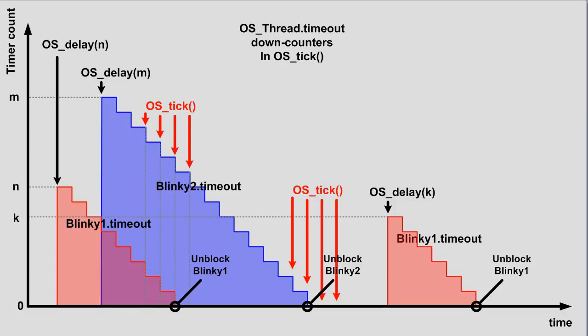As you can see, having a separate timeout counter in each thread will allow the delays to run in parallel and independently from each other. Of course, OS tick will run all the time, but all timeout counters that are already 0 will be simply left alone.